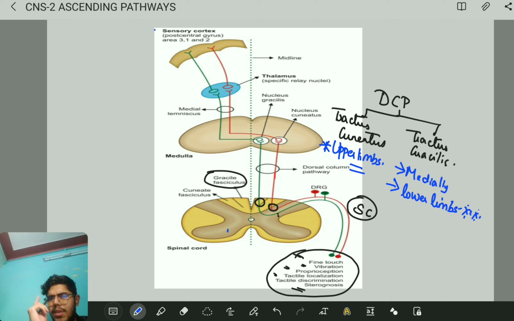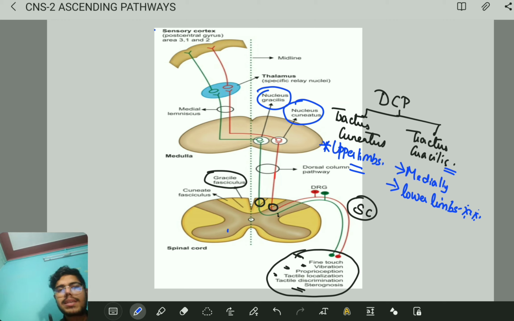Let me ask you another question. If there is loss of proprioception in my ankle joint, where will be the lesion? Yes, there is a lesion in the tractus gracilis. Did you understand? Okay. Now we saw that it is moving through the spinal cord, and this will be your first order neurons. So first order neurons is going to end where? Through your nucleus gracilis and nucleus cuneatus in the medulla.